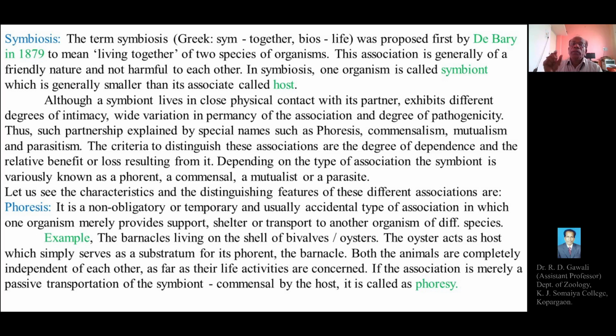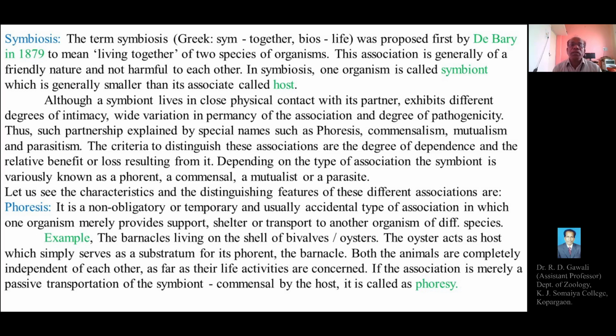The criteria to distinguish these associations are the degree of dependence and the relative benefit or loss resulting from the particular type of partnership. Getting it? The criteria to differentiate phoresis, commensalism, mutualism, or parasitism are the degree of dependence of one organism on another, and the relative benefit to one partner or loss to the other partner resulting from the particular type of relationship.